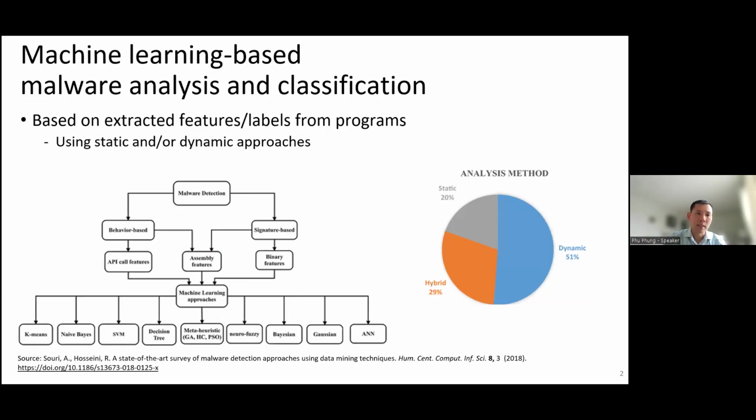So in the domain of machine learning based classification, we classify the analysis into two types, or maybe three types if you look at the picture here. Static analysis and dynamic analysis are the two typical ones. However, sometimes researchers combine the two together. It's called hybrid analysis. And as you can see here, dynamic analysis has received more attention, right?